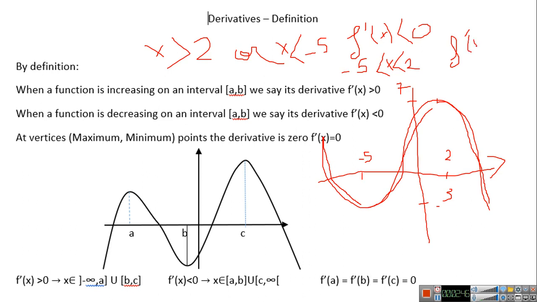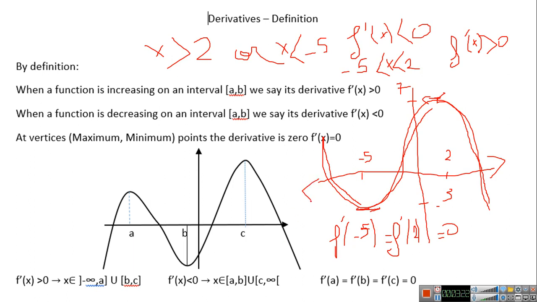Now at the point -5, the derivative at a maximum or minimum is always zero. F prime of -5 is the same as f prime of 2, equal to 0. Why? Because at x equal to -5, we have a minimum, and here we have a maximum. Knowing that f of -5 is -3 and f of 2 is 7, the derivative at maximum and minimum points is always equal to 0.